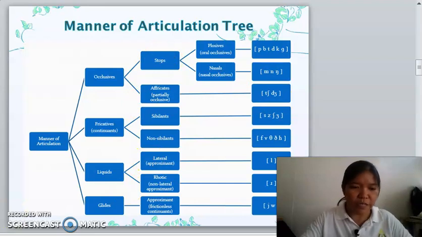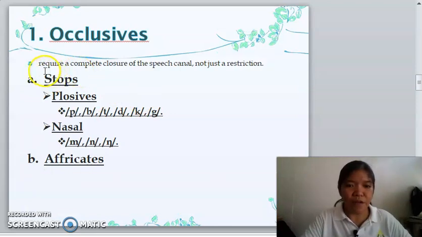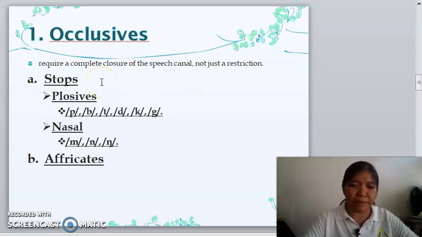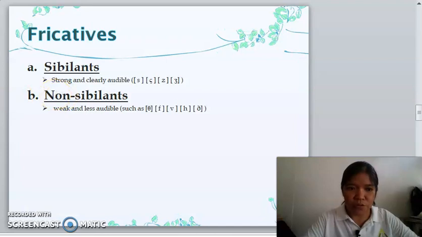So without so much ado, let's have the first. We have occlusives. When we say occlusives, occlusives require a complete closure of the speech canal, not just a restriction. For example, we have stops. In stops, we have plosives and nasal.